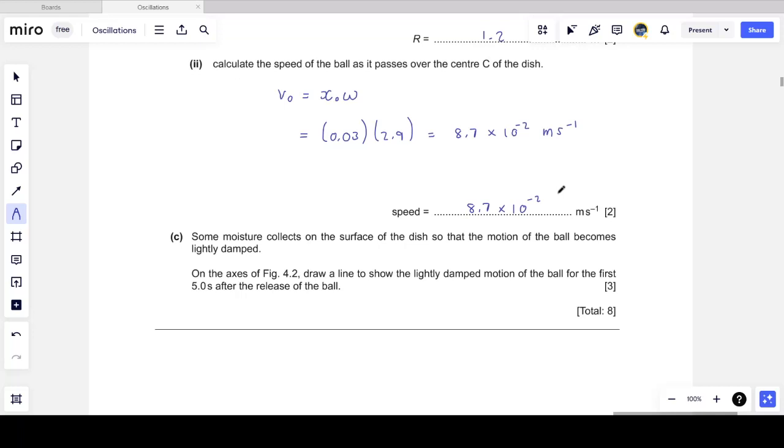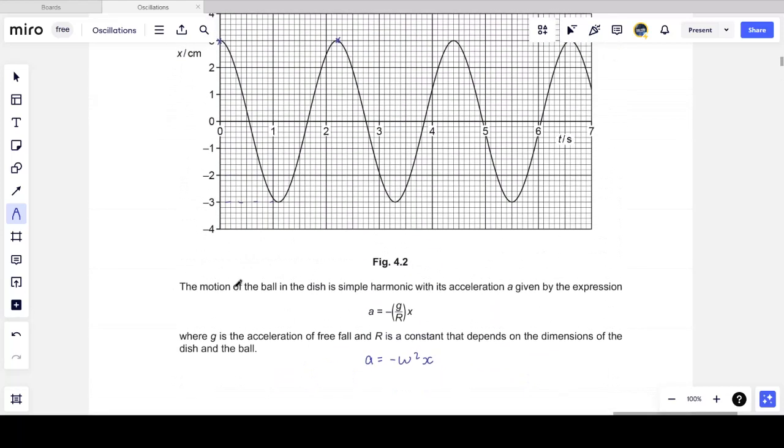For part C, we are told that some moisture collects on the surface of the dish so that the motion of the ball now becomes lightly damped. And on the axis of 4.2, we are asked to draw a line to show the lightly damped motion of the ball for the first 5 seconds after the release of the ball. And this is a 3-mark question. So the most marks come from a question where we simply have to draw what the graph would look like, for simply the first 5 seconds. And there's a very specific instruction, only for the first 5 seconds.